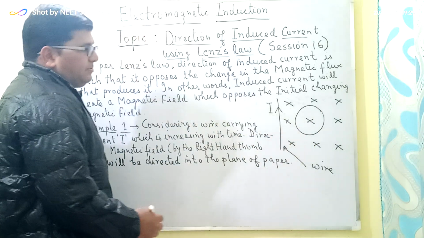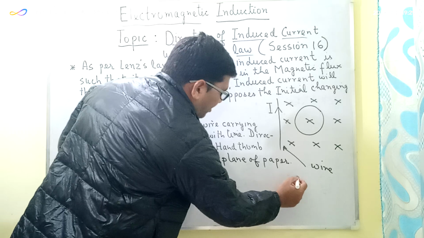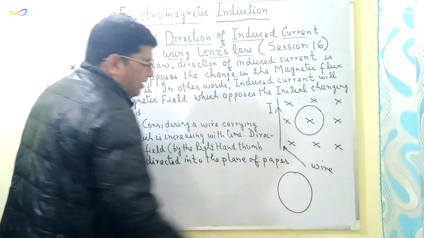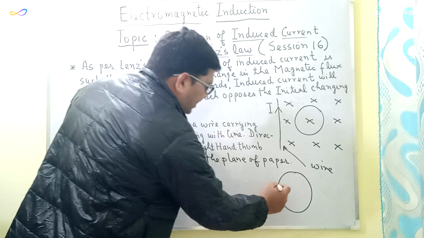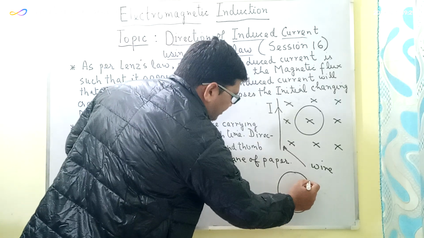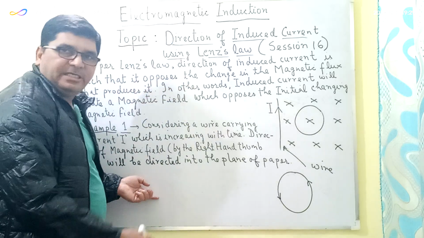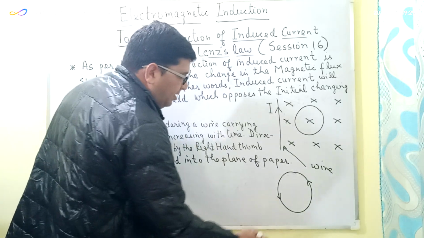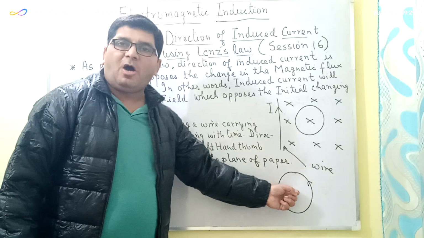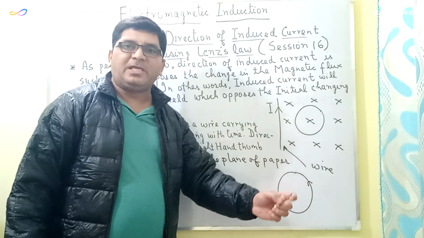Now we know that in the case of a circular coil, if the current is flowing in the anti-clockwise direction, as indicated by this arrow, then the direction of the magnetic field is outward, or you can say away from the plane of the paper.